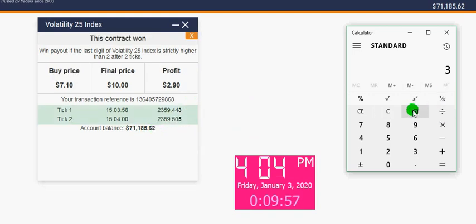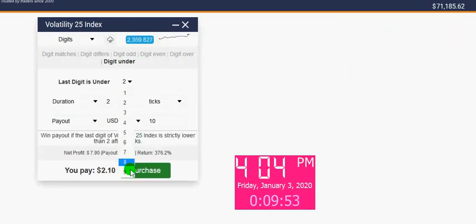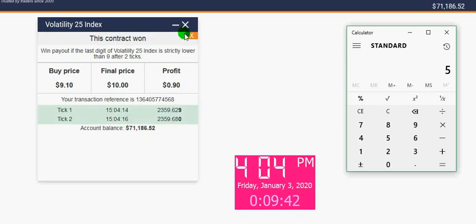We are going for the fourth trade. So we change this again to digits under, then we change this to 9 again, and we click on purchase. The tick remains the same. So that's our fourth trade. After this, we go for the fifth trade. So you can see we won the fourth trade.